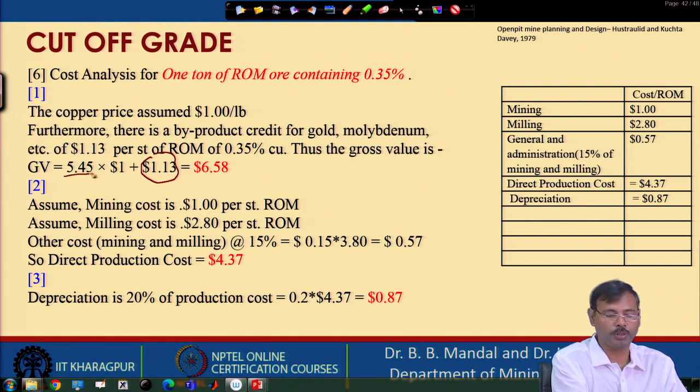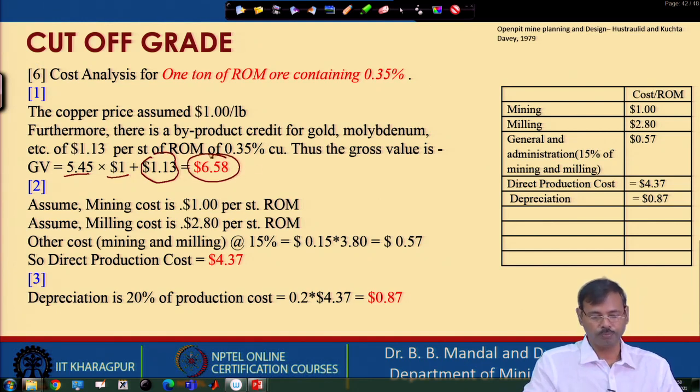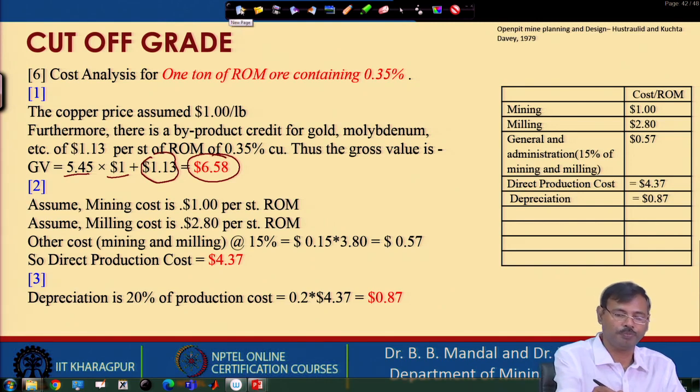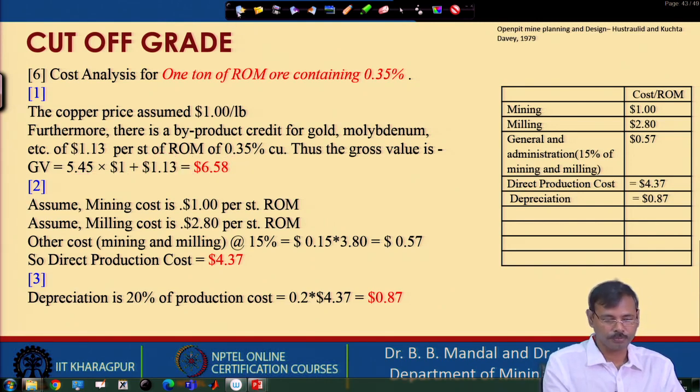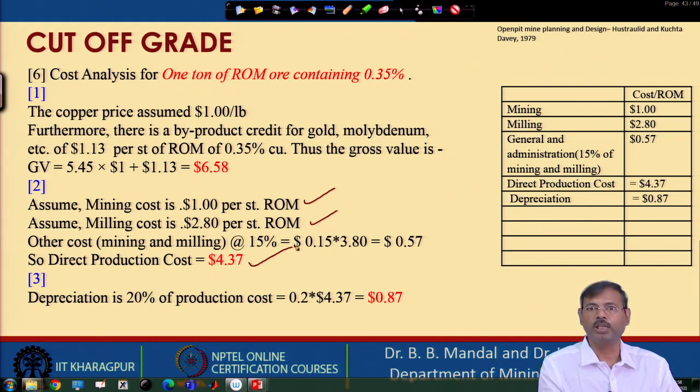is the final copper produced from 1 ton of ROM, multiplied by this, plus this is coming, the return is $6.58 by selling this copper of 0.35. Now, let us assume the mining cost. Again we have considered all the mining costs the same. So, the direct production cost in mines and mills is 4.36 plus $0.37. Again the depreciation is also the same.